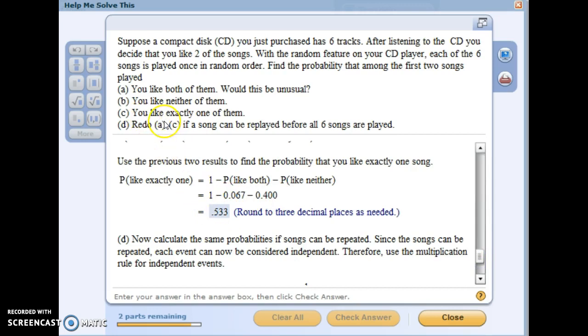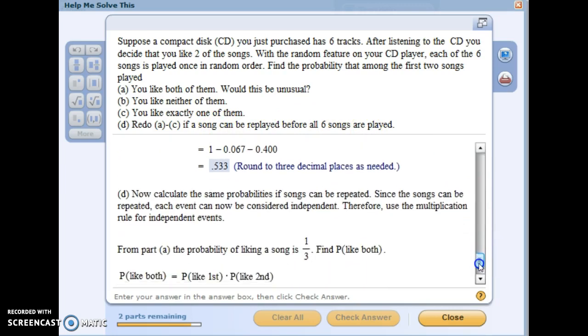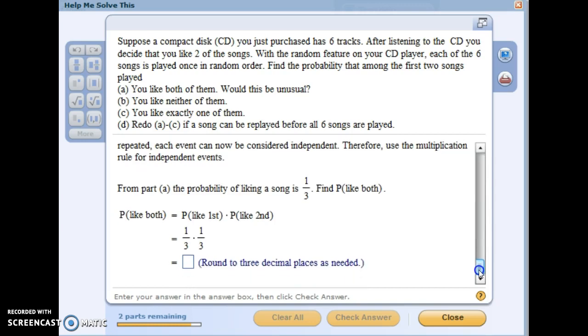And then D says to redo the 3 problems we did, but now a song can be replayed before all 6 songs are played. So now it's really totally random. There's no rule that every song has to be heard once before a repeat. So the probability of liking them both is probability of liking the first one and probability of liking the second. There's no conditional probability here because every song is an option again for the second song because repeats are allowed. So the probability you like the first one is 2 out of 6 or 1/3. And now when the second song comes around again, it's still 2 out of 6 because any song can be played. So it's 1/3 times 1/3.